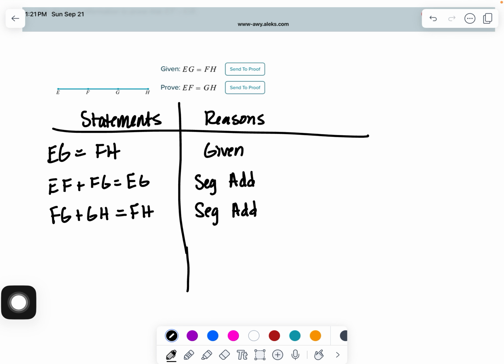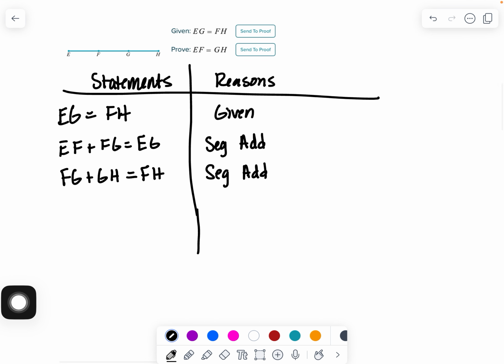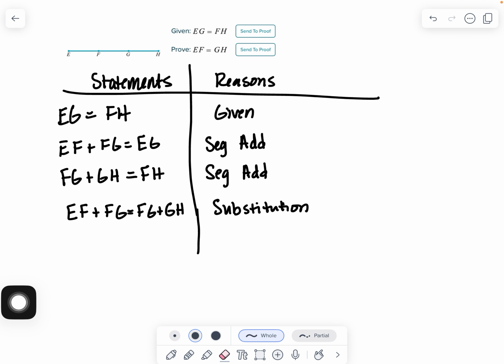Okay. And now if we know that EG equals FH, and we've got an EG and an FH, that means we can set these equal to each other. Hope that makes sense. So that's what we're going to do next. We're going to say EF plus FG equals FG plus GH. And that's by substitution. We substituted them in for EG and FH.